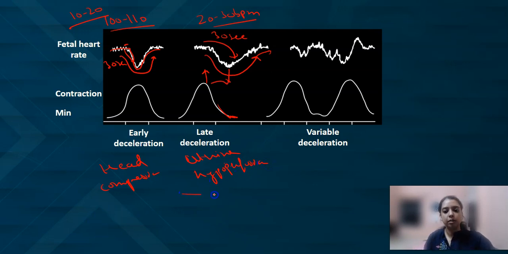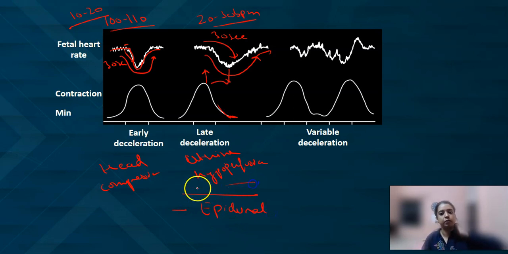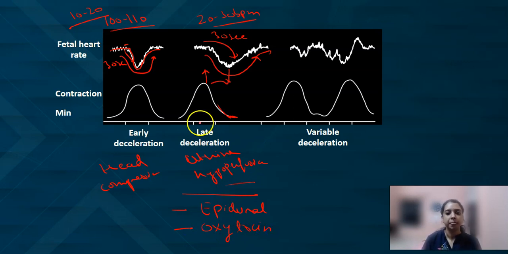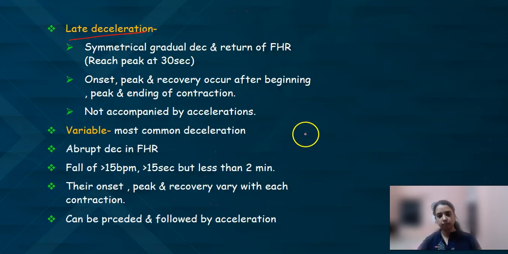The most common cause of late deceleration is epidural. If you have given an epidural, suddenly the patient has hypotension, as a result hypoperfusion occurs, and late deceleration starts appearing. Also, if you are inducing the patient and oxytocin is being given, the uterus starts hypercontracting, then also late deceleration starts happening. So these are the two very common causes of late deceleration. Also, it is a sign of chronic fetal hypoxia.